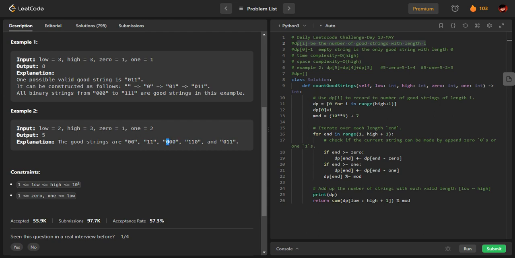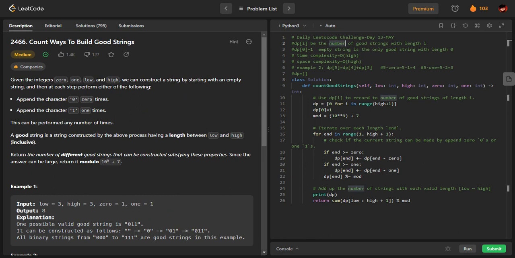That is the basic idea here. Okay, so we have to try for all possible strings within these lengths. So dp of i is the number of good strings with length i. Okay, so let us now trace this example.